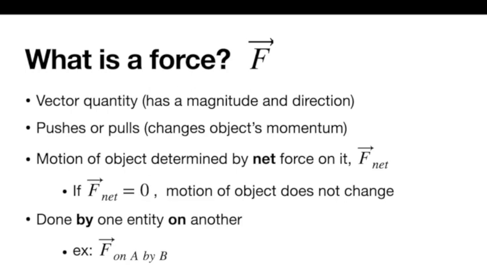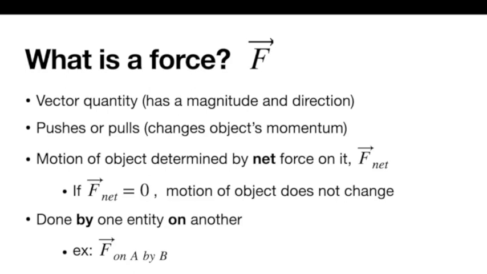We know forces are vectors, units are newtons, and they're pushes and pulls. They change the motion of an object. By motion we mean momentum, which we'll talk about in a sec. But if the net force is 0, the object's momentum does not change. And if the net force is some quantity, then the momentum will change in that direction.